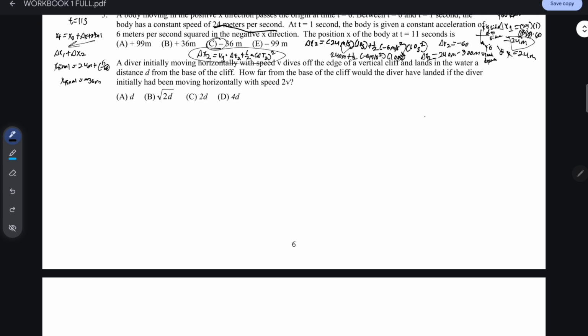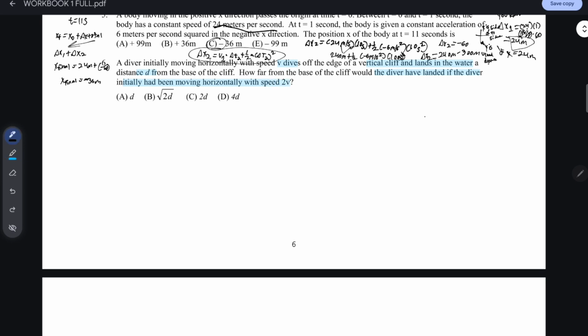Now question 6. A diver initially moving horizontally with a speed of v dives off the edge of a vertical cliff and lands in the water a distance d from the base of the cliff. How far from the base of the cliff would the diver have landed if the diver initially had been moving horizontally with a speed of 2v?